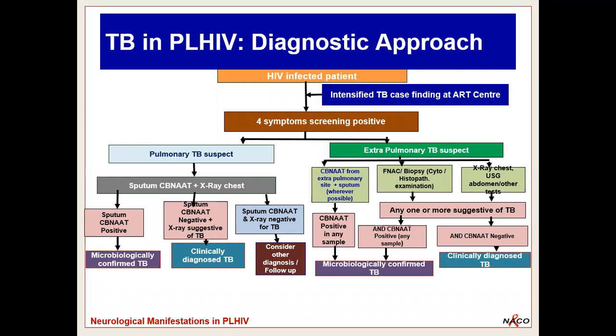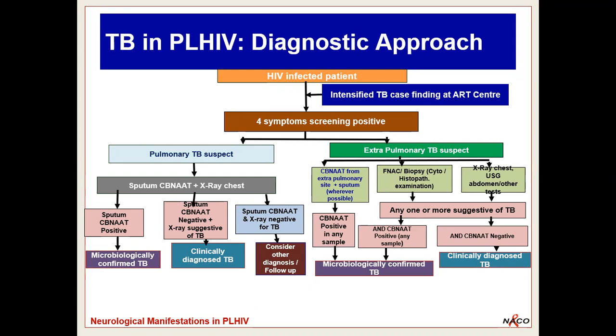Then, for extrapulmonary TB suspects, if it is possible, CBNAAT can be done for other extrapulmonary sites, as we discussed before. And if that is positive, then you know that microbiologically confirmed TB can be assigned.